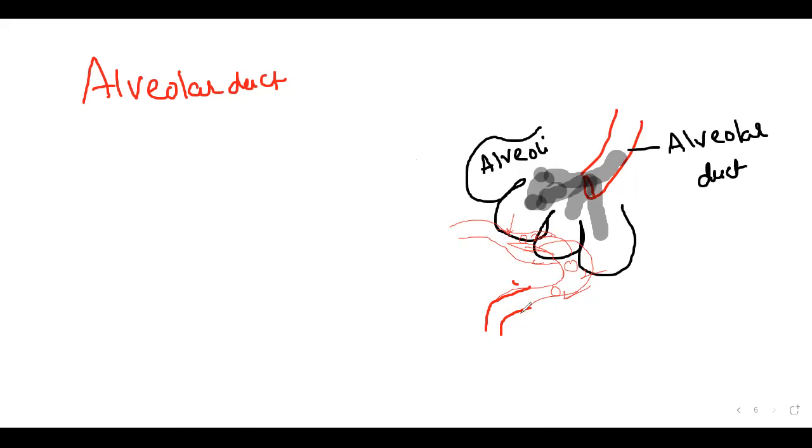I need that answer from you. Which chamber collects the oxygenated blood from the lungs? Right atrium? No, the left atrium, with the help of the pulmonary vein.